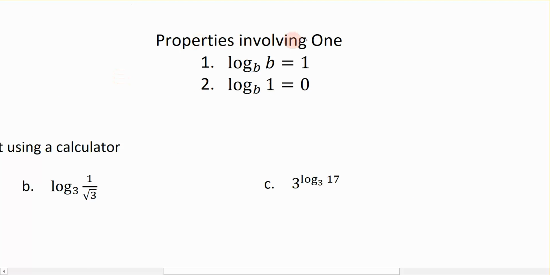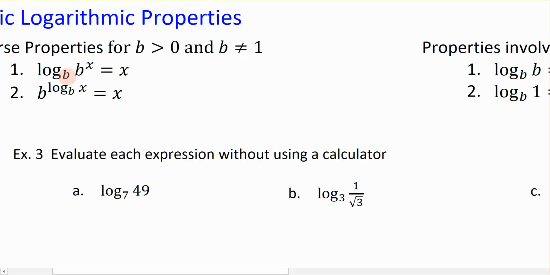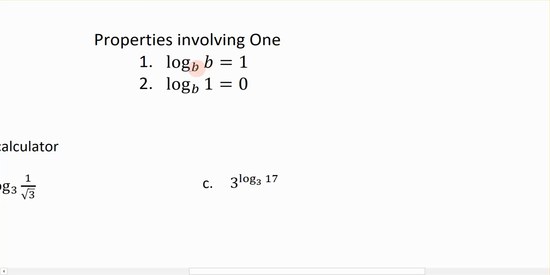Now let's look at these special properties that involve 1. Here we have log base b of b is equal to 1. Well, this one makes a little bit of sense if you think about what we just talked about over here. This property said if the base and the argument's base are exactly the same, then the expression evaluates to whatever the exponent is. Here I have the base and the argument's base that are the same, and the argument's base would be raised to the first power. And so the expression evaluates to this exponent, which is simply 1.